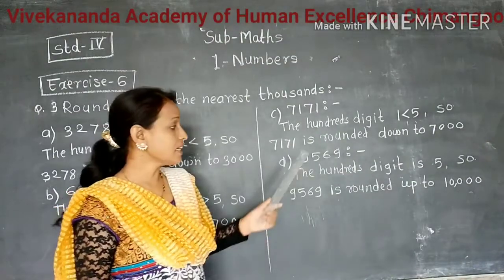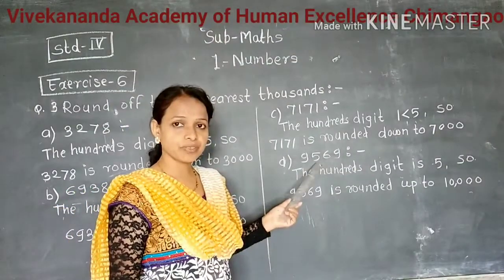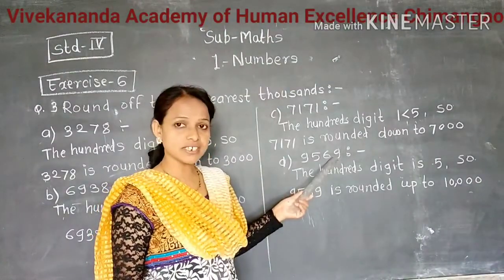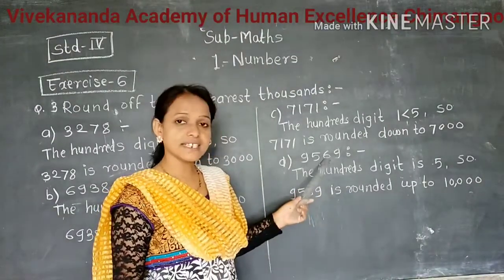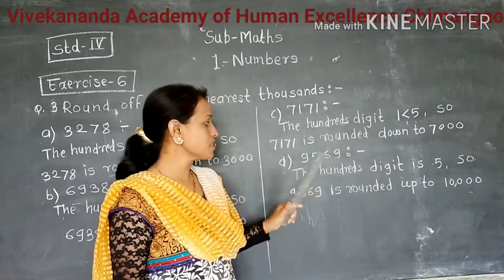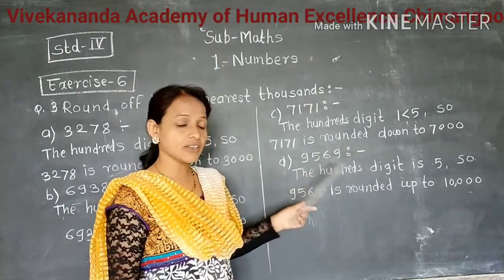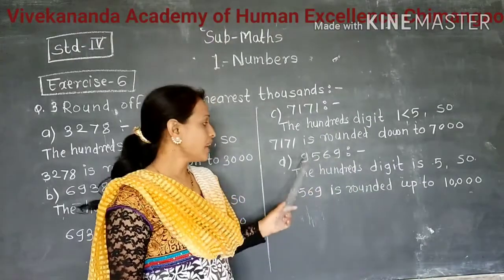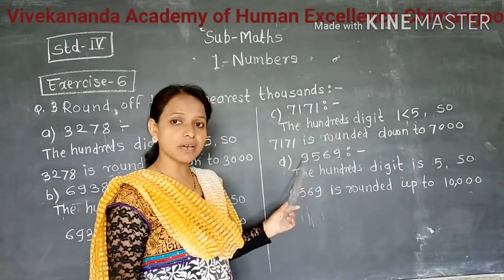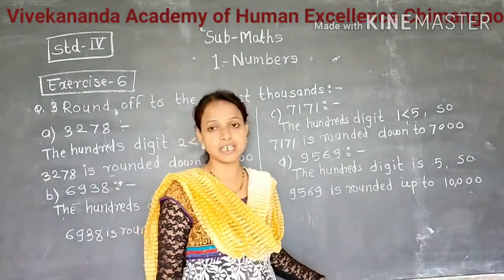Next, 9,569. Here the hundreds digit is 5. So the ones digit 9 is replaced by 0. Tens digit 6 is replaced by 0. Hundreds digit 5 is replaced by 0. And the thousands digit 9 is increased by 1. So 9 plus 1 becomes 10.